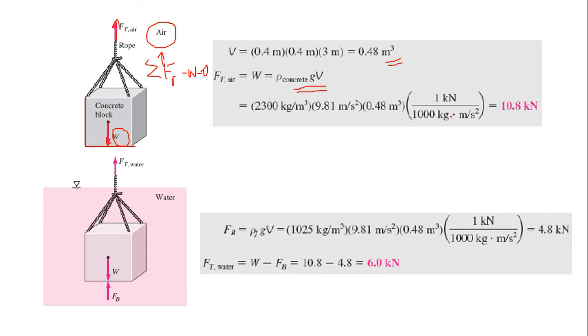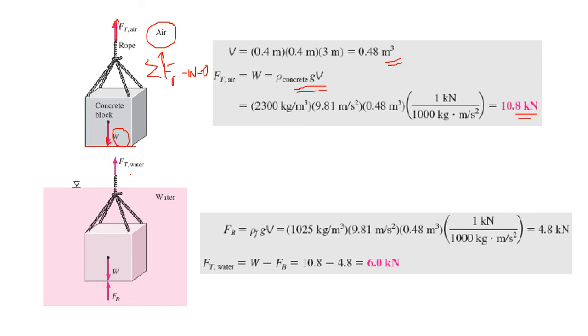Then times 1/1000 because they want it in kilonewton. So don't get confused, it's just divide by 1000. You get a value in kilonewton. So you get a value for FR or W, which is 10.8 kilonewton. So that's settled for scenario A. That's how you answer question A.